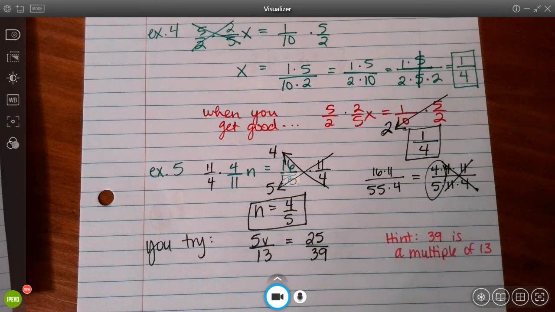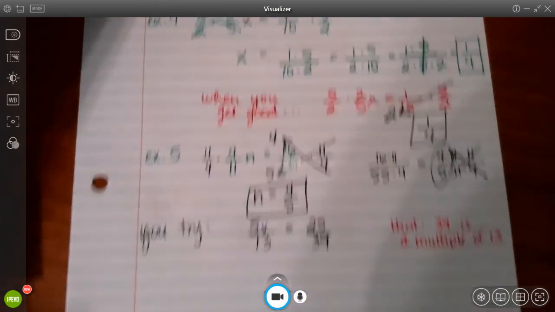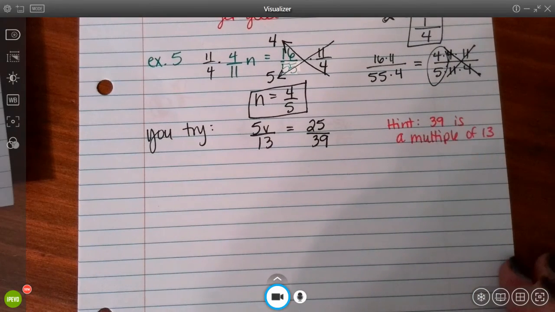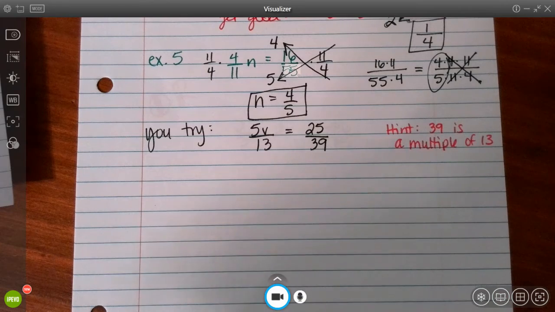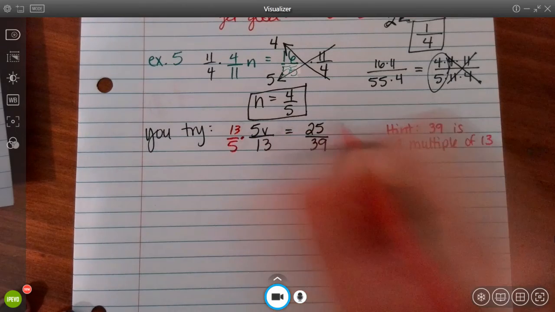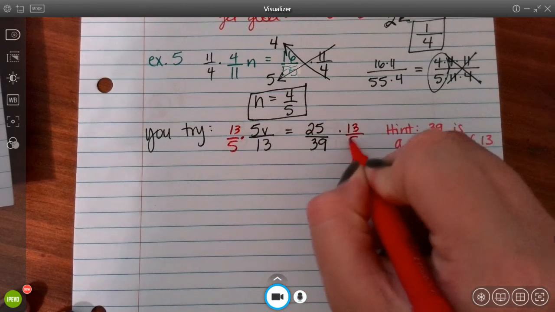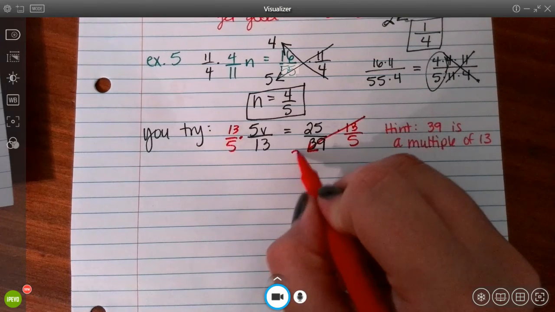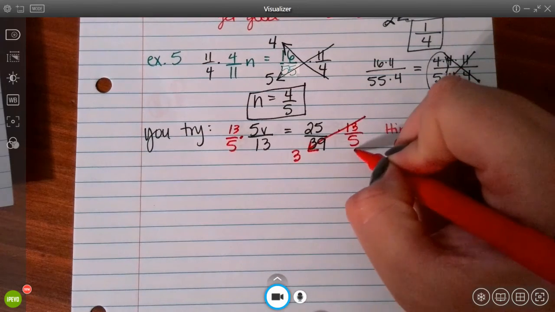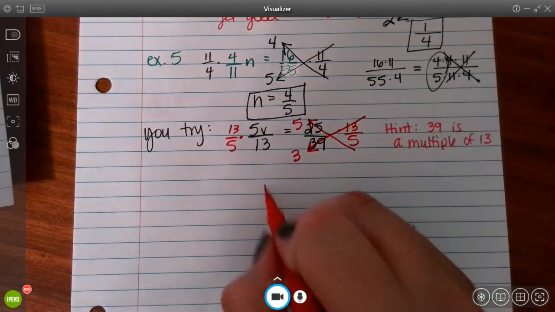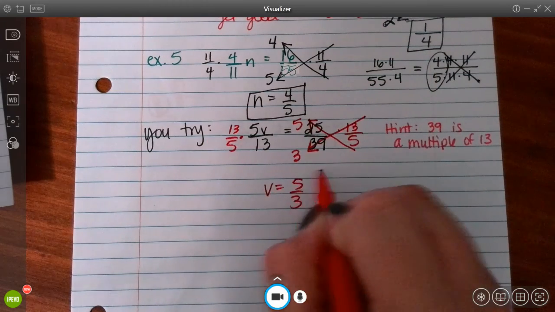Go ahead and try this next question. Here's a hint. 39 is a multiple of 13. You should have multiplied each side by 13/5, found that 39 divided by 13 is a 3, and 25 divided by 5 is a 5, so your final answer should be 5/3.